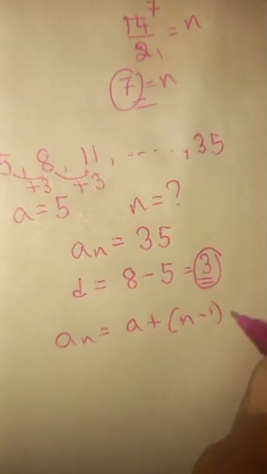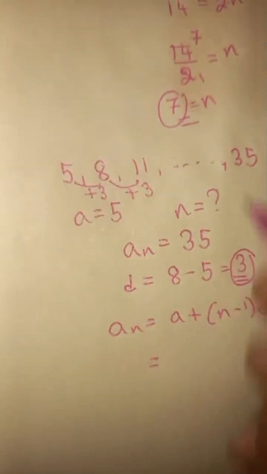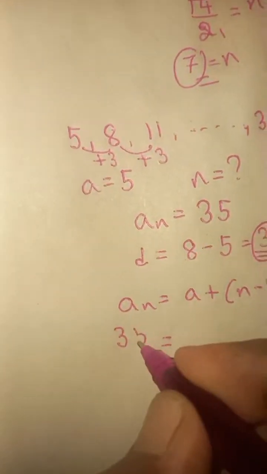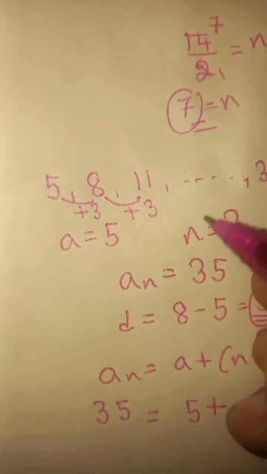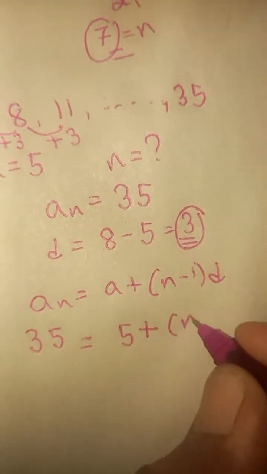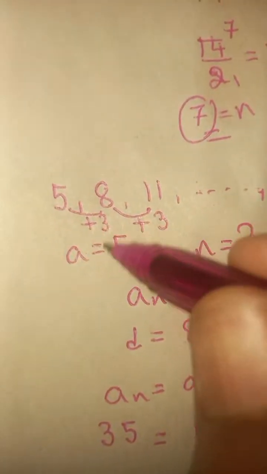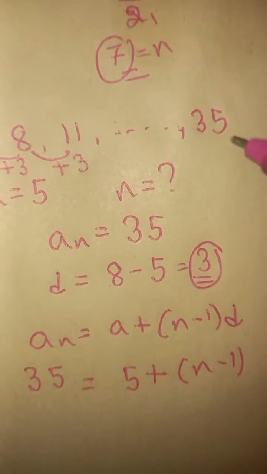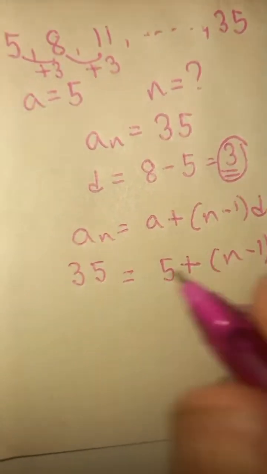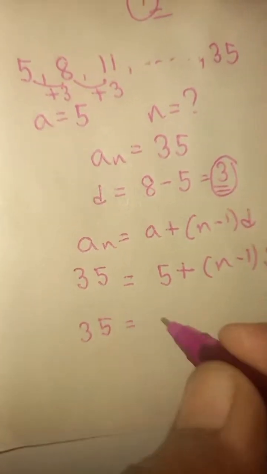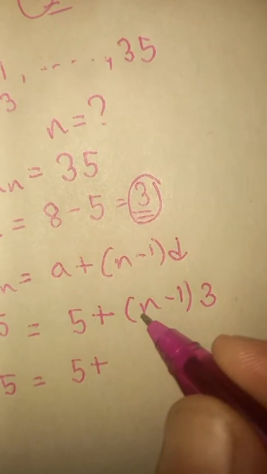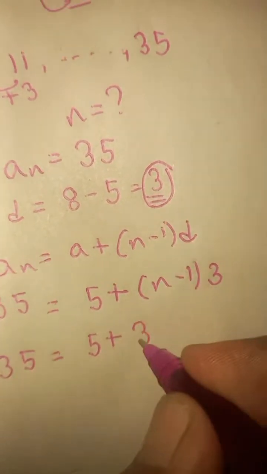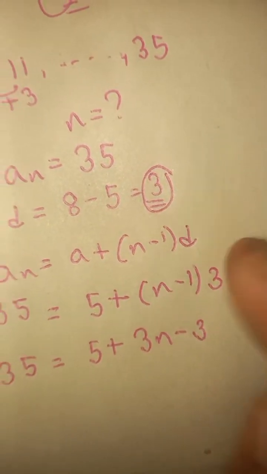an can be written as a plus n minus 1 times d. So here they are giving an as 35. The first term we got as 5, plus n minus 1 times d. n we need to find out. Here we found d as 3, so write it as n minus 1 times 3. 35 equal to 5 plus, you need to multiply 3 to both terms inside the bracket. 3 times n is 3n, and 3 times minus 1 is minus 3.